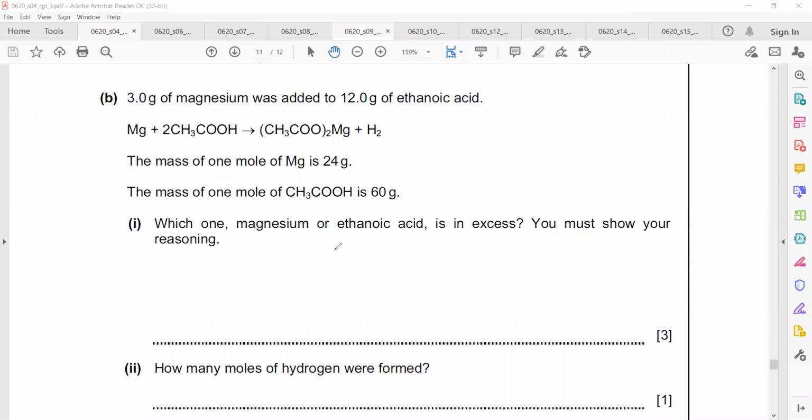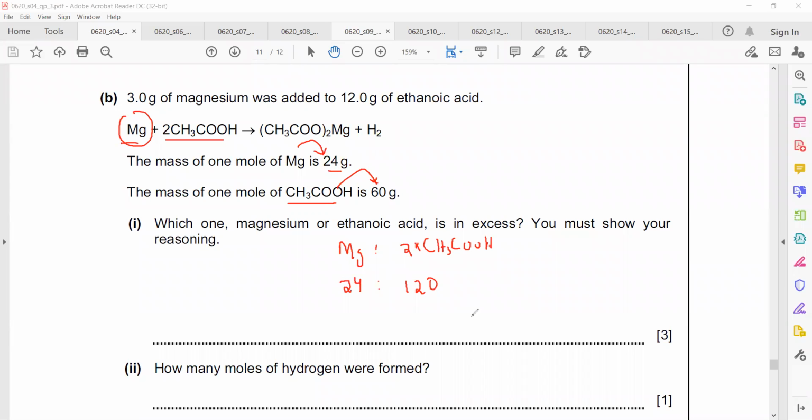So we can take the ratio of the masses. What is the ratio of the mass for magnesium and ethanoic acid? This one is magnesium and this is ethanoic acid, so it is 2CH3COOH. For one molecule, the mass is 60. But if we have two molecules, the mass will be 2 multiplied by 60, so that will be 120. And what is the mass of magnesium? That is given, 24. So one magnesium atom, the mass is 24.